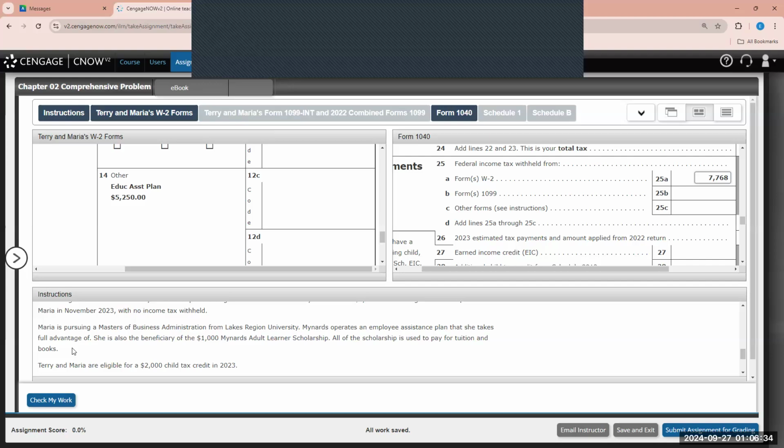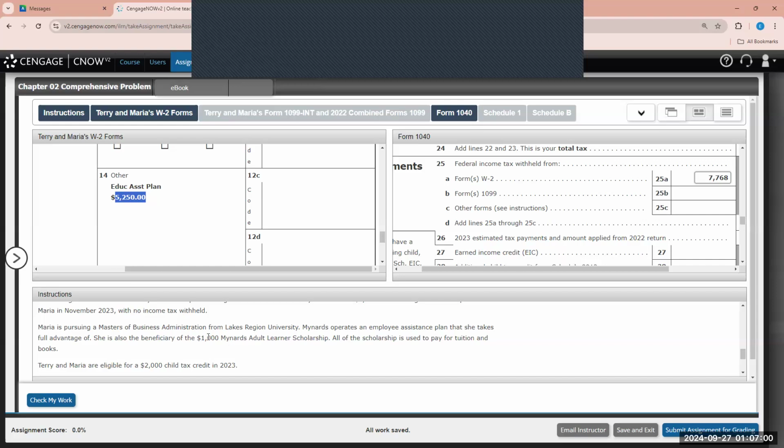So therefore, Maria, she would input the information from the 1098. However, she does not receive an educational credit. Why? Because however much the college costs, I'm assuming it's $5,250 for the semester, the full amount was covered by her employer. So therefore, nothing came out of pocket. So there is no educational credit to claim.